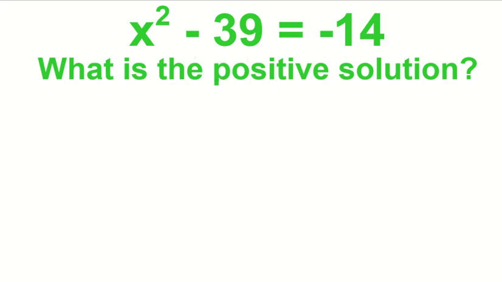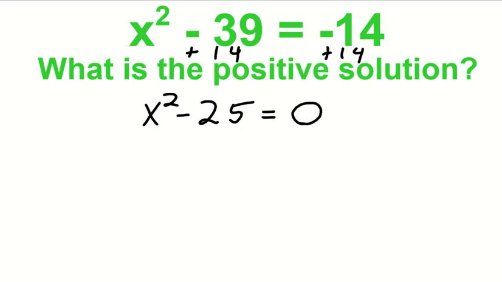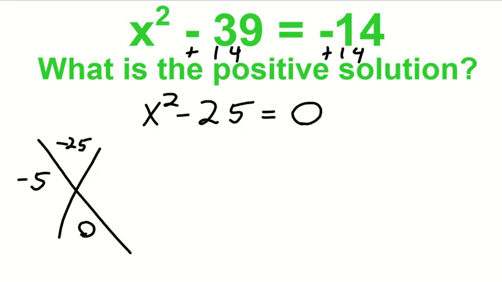I said I could go the other way also. I can move things towards the x squared. Again, if I'm moving from one side to the other, I do opposite. So I add 14. In this case, now I got x squared minus 25 equals 0. And what I'm looking for is basically finding zeros. So if I looked at that as like a magic X, and I saw a couple of y'all doing it this way, we're looking for what multiplies to make negative 25, but adds to make 0. Well, that's a negative 5 and a positive 5.